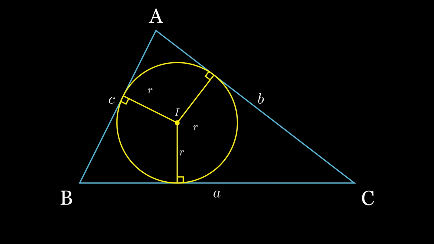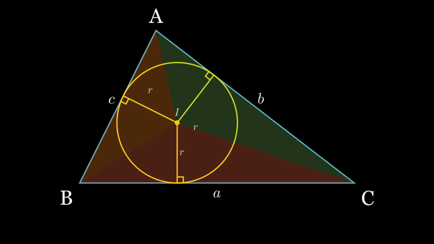To find r, we need to look at the area. Imagine connecting the incenter to the vertices. We can split the big triangle into three smaller ones. First the red triangle at the bottom, that is triangle IBC. Next the green triangle on the right side, that is triangle ICA. And finally the orange triangle on the left, that is triangle IAB.